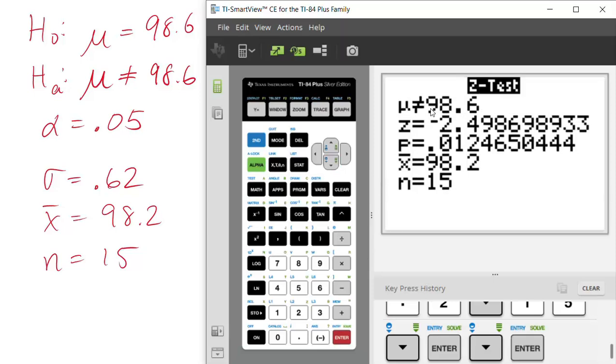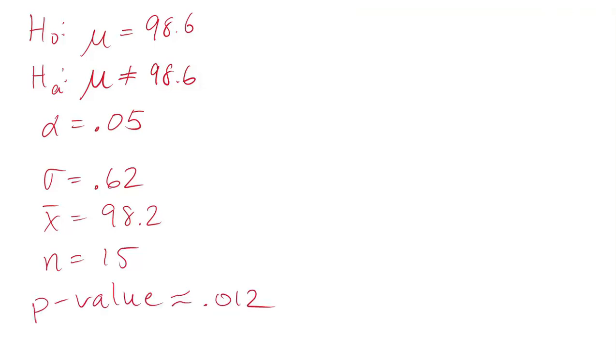First you see the name of the test, then you see the alternative hypothesis, the test statistic, which we ignore, and then the p-value, which is around 0.012. That p-value is telling us that if the null hypothesis was true and the average healthy body temperature really was 98.6, then the likelihood that we could have gathered a sample of 15 healthy individuals with a mean body temperature of 98.2 degrees would only be around 1%. It wouldn't be very common.